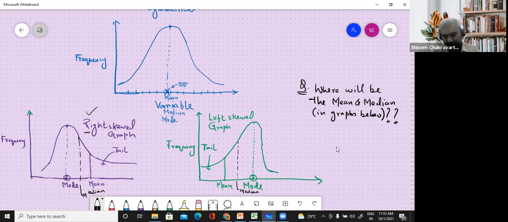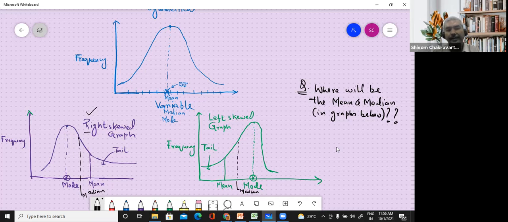This is an area where many people tend to forget and get confused, starting with the definition of which one is right skewed and which one is left skewed. Wherever the tail is, that gives the name of the graph. If the tail is towards the right, it is right skewed. There should not be any confusion in this. And with respect to mean, median, mode, mode is always apparent. When there is a mode, it will correspond to the peak.